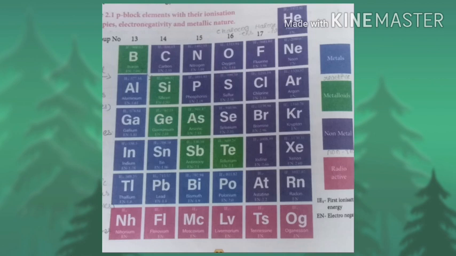Coming to the 15th group, nitrogen and phosphorus are non-metals, arsenic and antimony are metalloids, and bismuth is a metal. Next, in the 16th group, oxygen, sulfur and selenium are non-metals, and tellurium is a metalloid. Then in the 17th and 18th groups, all the elements are non-metals, because you already know the 17th group is halogens and the 18th is inert gases. So these are all the metallic characters of p-block elements.